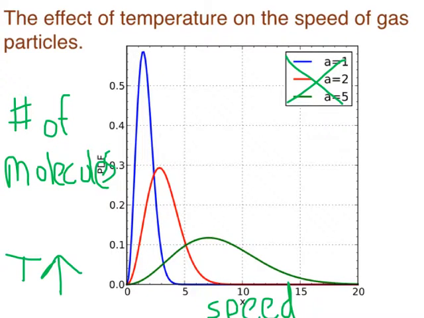So what is the effect of temperature on the speed of a gas? If you look at this particular graph, what you see is as the temperature increases, the speed of the molecules of gas becomes faster. Makes sense, right? So the speed of the gas is dependent on the temperature. They're proportional to one another. Let's continue.